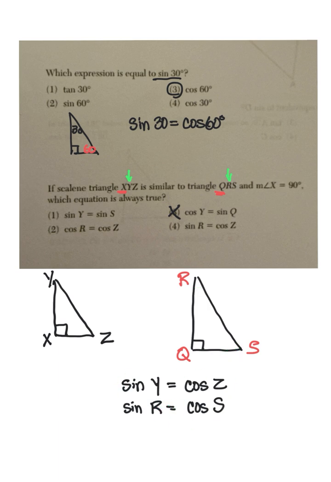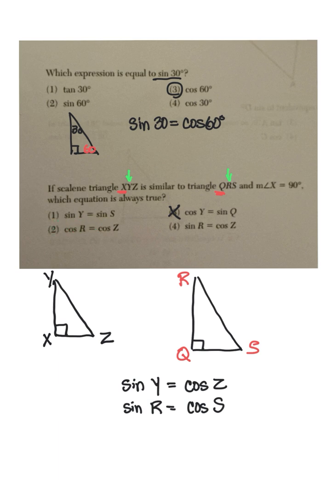Now remember, when you have similar triangles, even though the lengths of their sides are not the same, their angle measures are. So let me restate what I just said. What that means is angle Y is equal to angle R, and angle Z is equal to angle S. The lengths of the sides are different, but the angle measures in any similar set of triangles should be the same.